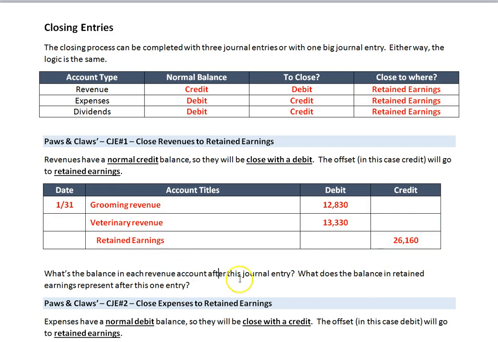What's the balance in retained earnings represent? So what does this number represent? This number would represent the total revenue, right? Because it's just the addition of the two revenue accounts. So the balance so far in retained earnings represents total revenue.